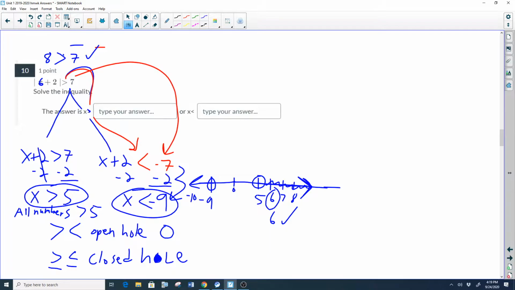This is the prompt in Canvas. So we're going to do x is greater than... We just did x is greater than 5, and it worked. So we'll type a 5 in there. And there's your statement now: x is greater than 5.